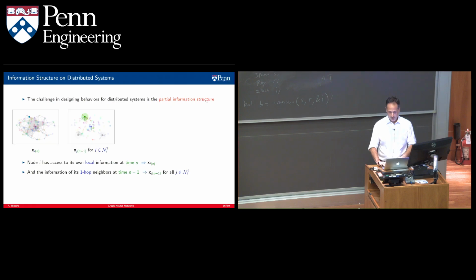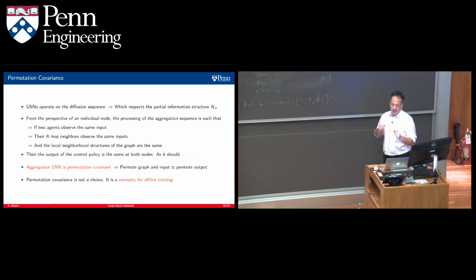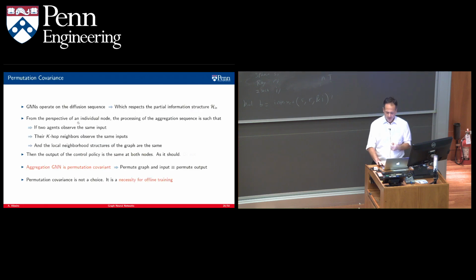But before I show you that this actually works, let me try to explain a couple of important points. From the perspective of an individual node, that aggregation sequence looks the same whether you are up here or up here. What do I mean that it looks the same? Well, if two agents are observing the same input, and their k-hop neighbors are also observing the same inputs, and the local neighborhood structures of the graph are the same, then the output that the GNN produces at these two different nodes will be the same. And this is as it should be, at least for as long as you're considering a homogeneous team. If you're looking at a heterogeneous team, this would not be true. But at the very least, there are a large number of problems, and this is true in the two that I have considered, in which this is a quite important property that you would like to leverage.